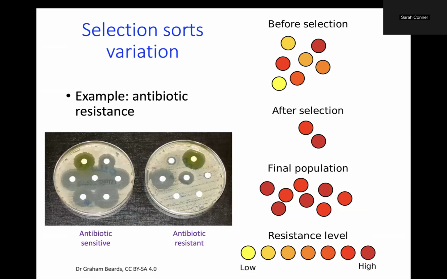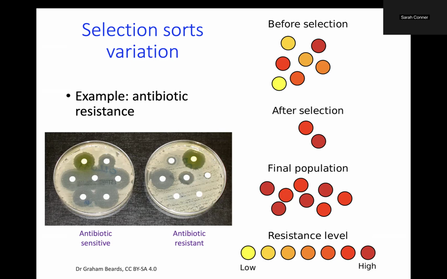Selection sorts out variation. So this is an example of how antibiotic resistance happens, based on selection. If we're looking at the left one, it is showing those clear rings. That means that no new bacteria is being created, so the antibiotic is working on those particular bacteria. But if you look at the right, the antibiotics are not working anymore, and the bacteria itself is now resistant. So the way that this works is we have this before selection.